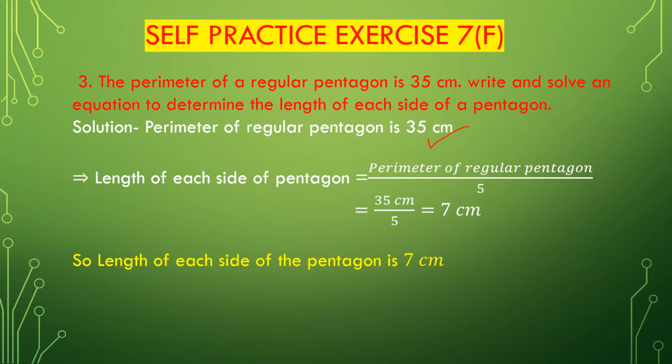We know a pentagon has 5 sides, so 5 multiplied by the length of one side is 35 centimeters. Its perimeter is the sum of all sides. The sum of all 5 sides is 35 centimeters, and we have to find the length of one side. The length of each side of the pentagon will be the perimeter of the regular pentagon divided by 5, as the number of sides is 5. So 35 centimeters divided by 5 is 7 centimeters. So the length of each side of the pentagon is 7 centimeters.